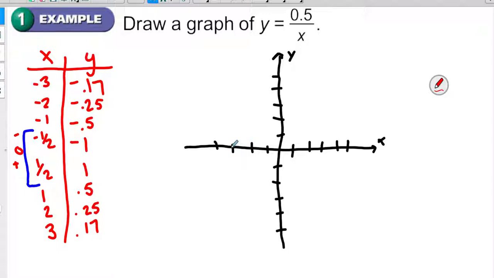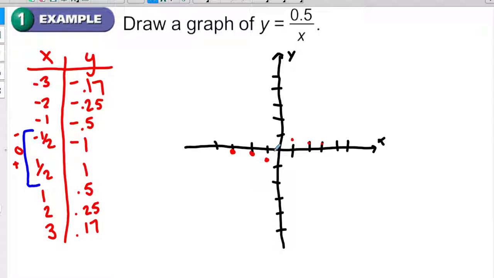All right, so we have -3 and then -0.17, which is going to be right about there. -2 and -0.25, right about there. -1, -0.5, and then we're holding off on the 1/2. 1 and 0.5, 2, 0.25, and 3, 0.17. So see, there's not a lot of curvature going on there, and there's a little bit more here, but it could be just the way that I plotted that.